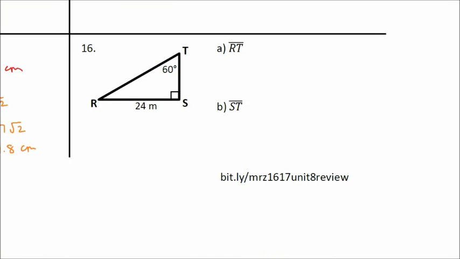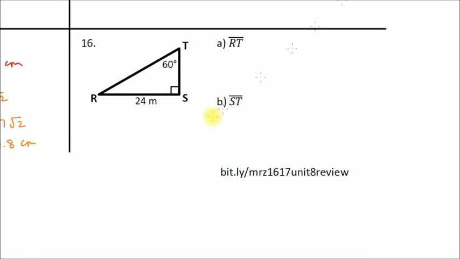Last one is number 16. Again, 30, 60, 90 triangle. We've got our hypotenuse here, RT, which is going to be 2x. The side that is adjacent to the 60-degree angle is our short leg, and our long leg is on the bottom here, RS, which is x times the square root of 3. This is probably the most difficult problem of special triangles when they give us the long leg of a 30, 60, 90. It's not that bad though.